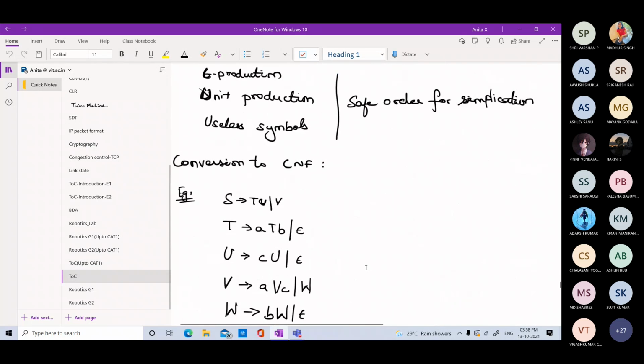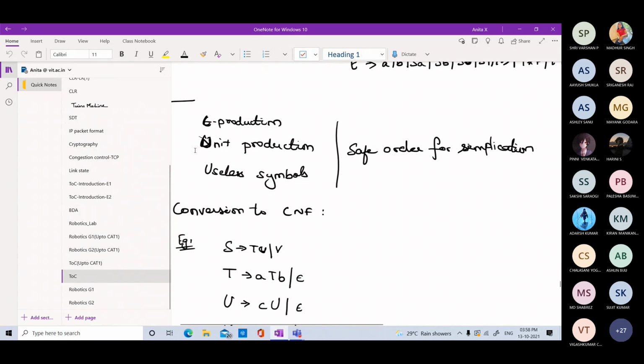So this is the simplification process. So what is the safe order for simplification? If I am proceeding with the safe order, I have to follow the sequence. First I have to eliminate the epsilon production. Next I have to deal with the unit production, and finally I have to deal with the useless symbols. Again, in useless symbols, I first have to deal with the non-generating symbols, and then I have to deal with the non-reachable symbols. Okay, so please make a note.